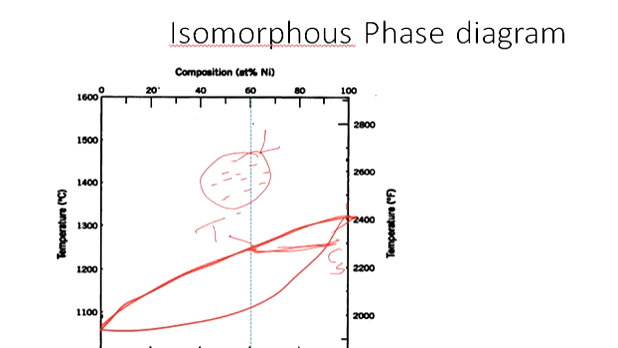Now this horizontal line meets the solidus line here. We know that this is the solidus line, and it meets the solidus line at this point, so this particular CS corresponds to the composition of the first solid formed.